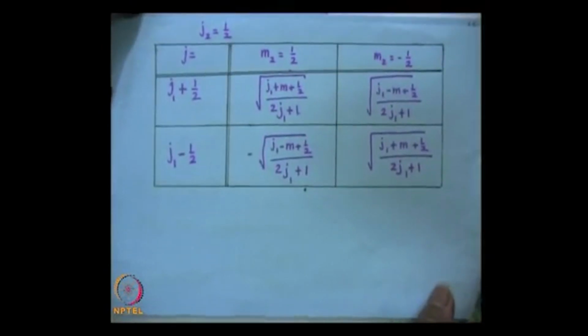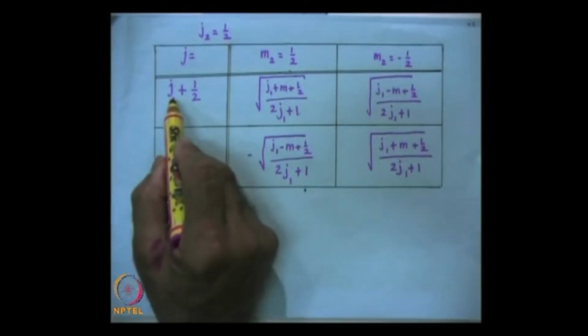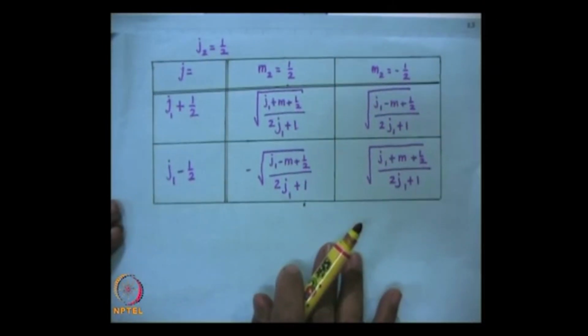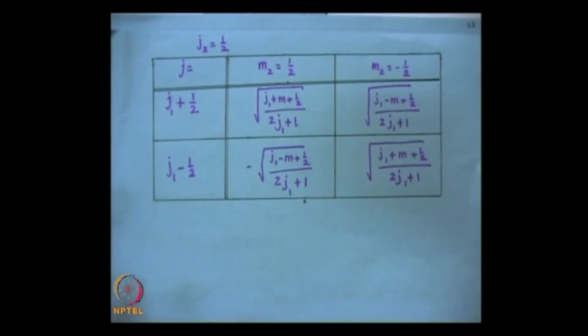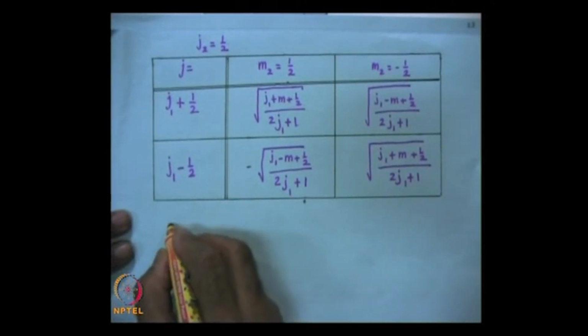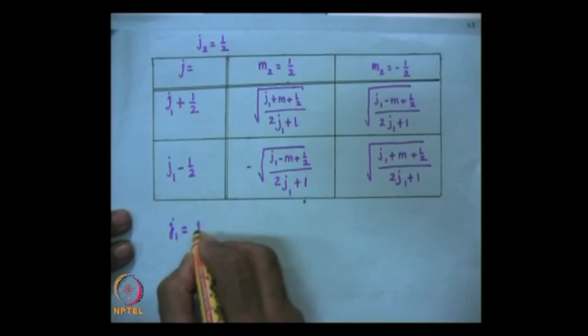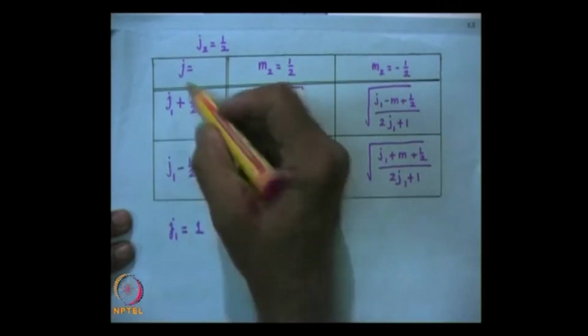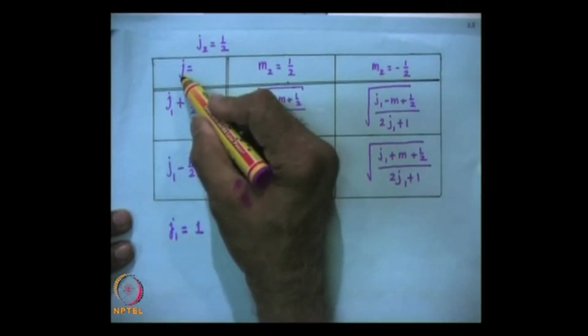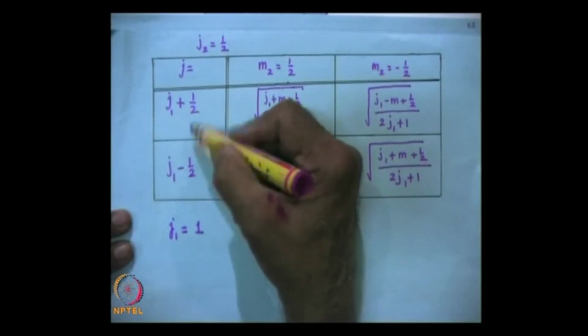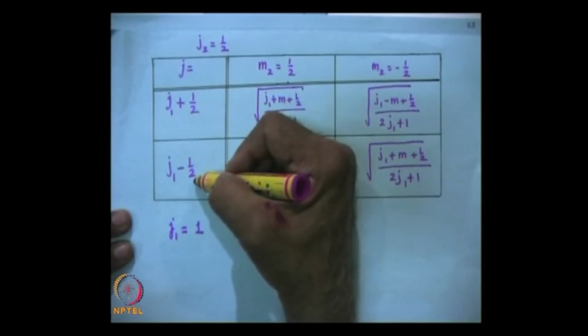So, for example, for an arbitrary value of j1, let us suppose j2 is equal to half, then this table gives us the values of the Clebsch-Gordan coefficients. Let me take an example. Let us suppose j1 is equal to say 1. So, the j value can be either 1 plus half or 1 minus half, that is 3 by 2 or half.